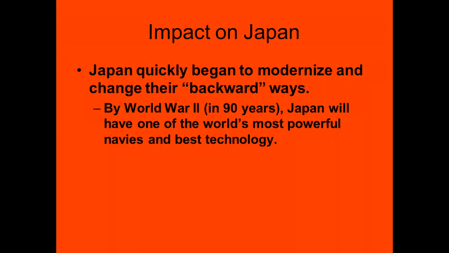But a fun fact, we're going to talk about this later with World War II, later in the year, but Japan really does catch on. It's a pretty amazing example of how quickly a country can modernize if they really put their minds to it. They changed their backward ways. By World War II, 90 years after this little encounter, Japan's going to end up having one of the world's most powerful navies and best technology. And at the beginning of World War II, they arguably had a more powerful navy and better fighting planes than the U.S. did. So it's actually pretty amazing how quickly things changed.